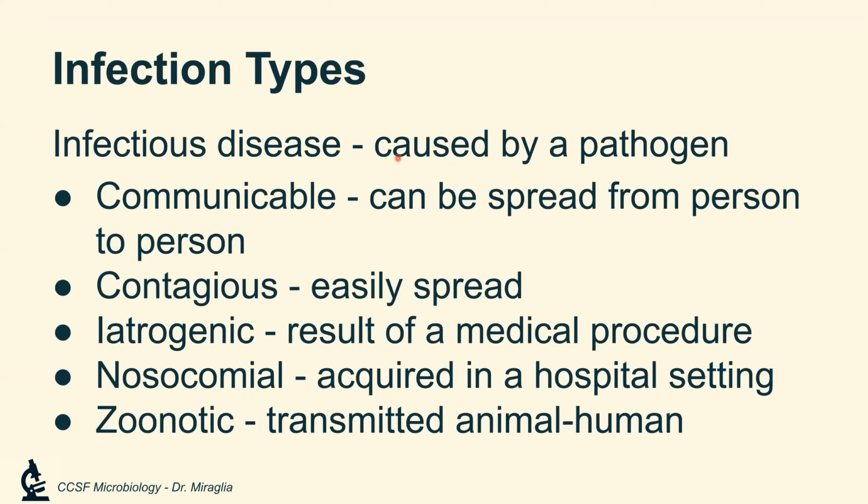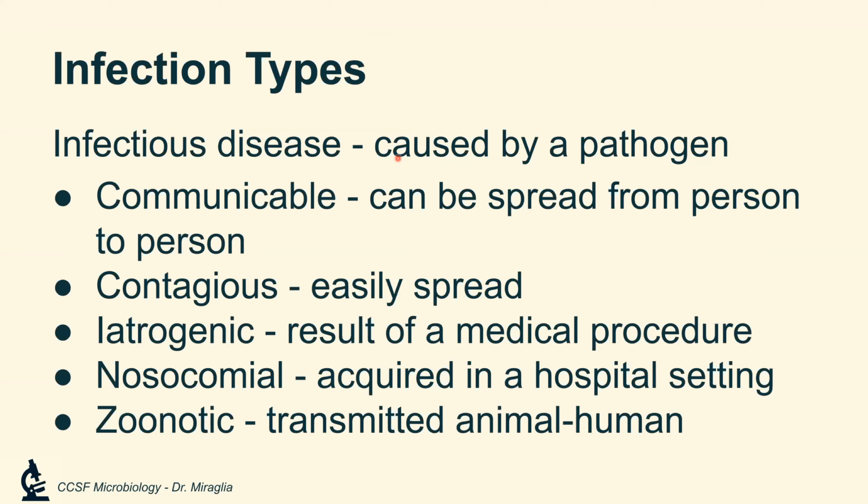If it's contagious, it's easily spread from person to person. So for example, COVID-19 has turned out to be really contagious, and that's one of the reasons it's caused such big problems for us. Iatrogenic means that you got an infection as a result of a medical procedure, which is a slightly different thing than nosocomial, which means you acquired that infection in a hospital setting.